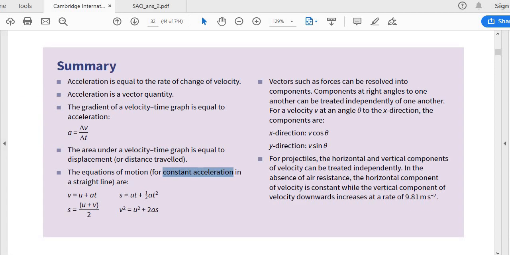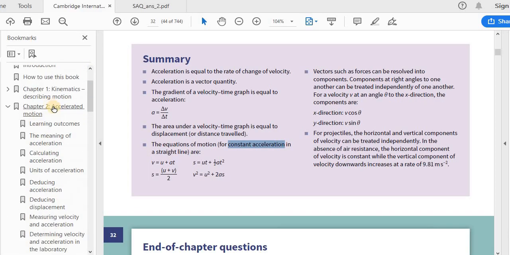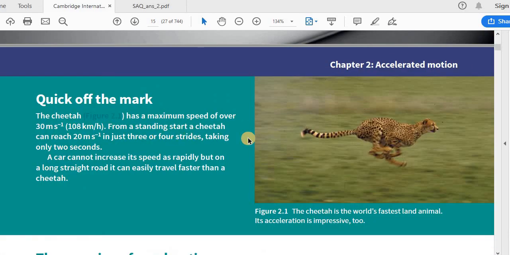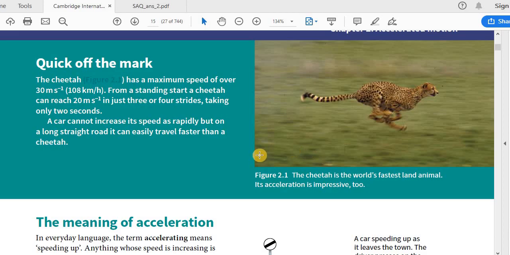Okay, let's go to the beginning of the chapter now. You have an idea of what content is covered in the chapter. Now this creature is the fastest land animal. It can reach maximum speeds of 108 kilometers per hour in a few seconds, in just 3 or 4 strides, taking only 2 seconds. But the cheetah cannot maintain this speed for a long time.